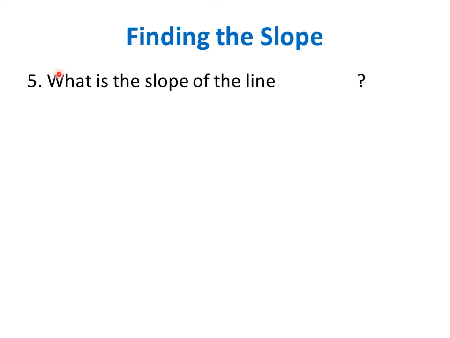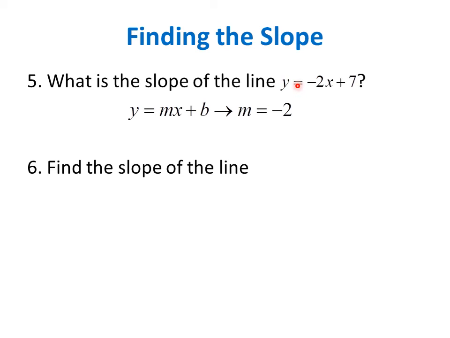Next problem. What is the slope of the line y = -2x + 7? Now, since this equation is already in the slope-intercept form because y is isolated, we know that the slope, which is the coefficient of x, is equal to -2.